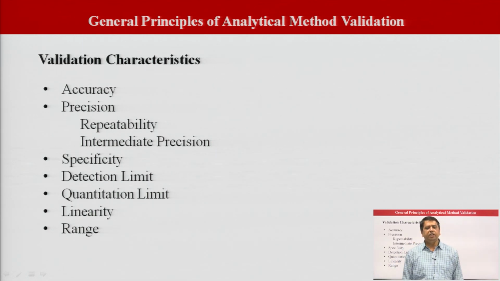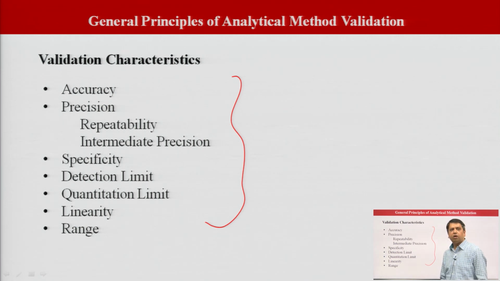Now, what are the different validation characteristics? These are the different validation characteristics for validation of any analytical method. The first parameter is accuracy, then precision. Precision is further divided into two types, that is repeatability and intermediate precision. Then specificity, detection limit, quantitation limit, linearity and range. These are the validation characteristics that are to be performed for any analytical method before using it for its actual use.